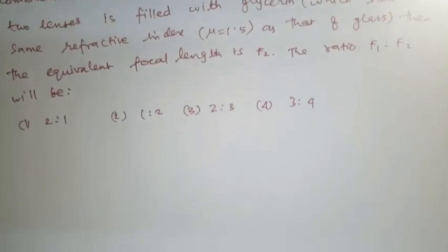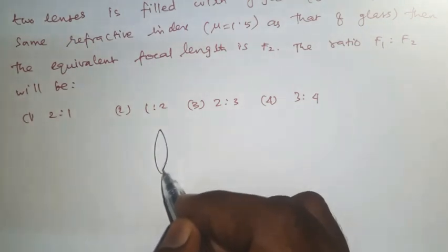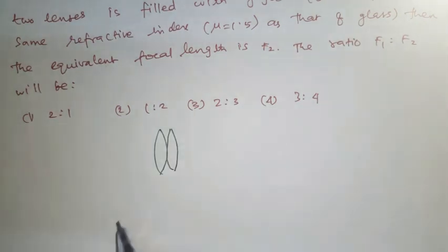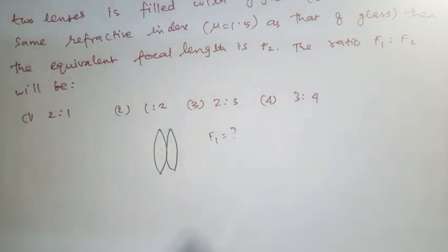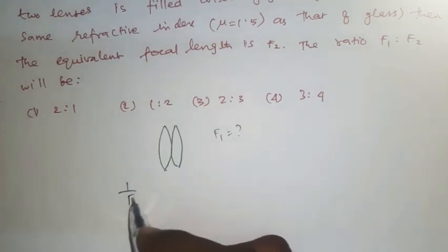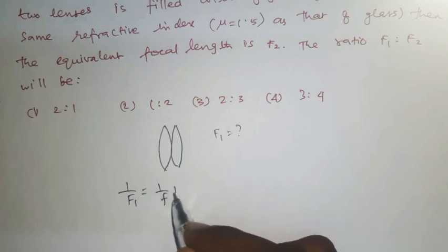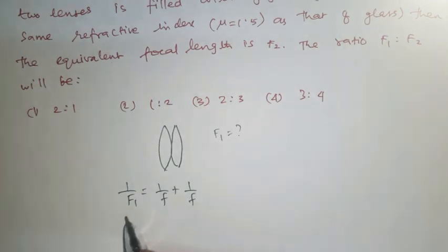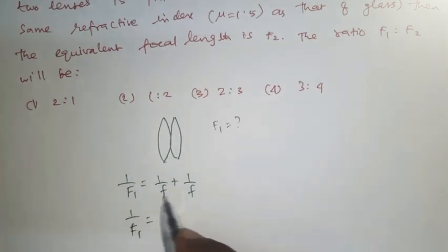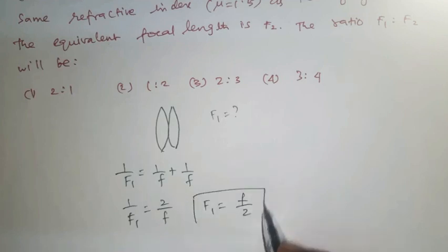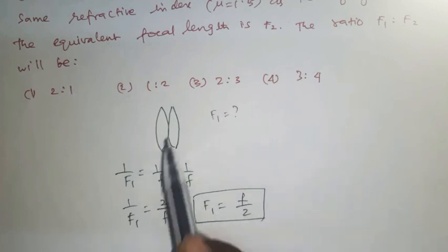So first, there are two conditions. First, two thin lenses in contact such that the focal length of the combination is f1. Now we will find the resultant focal length, that is 1 by f1 is equal to 1 by f plus 1 by f, as the two lenses are similar. Now if we simplify, the denominators are the same, so we can add the numerators: 2 by f. If we take reciprocal, f1 is equal to f by 2. So this is the resultant focal length of the first combination.